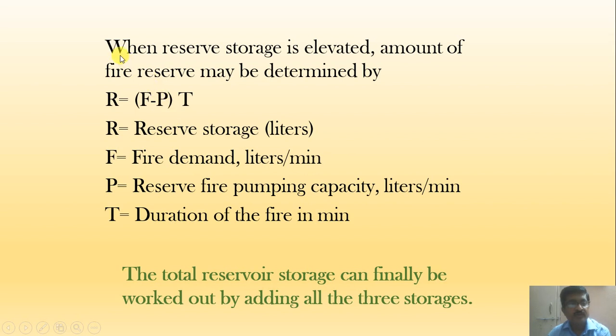Now it is important to remember the equation: when the reserve storage is elevated, the amount of fire reserve may be determined by R = (F - P) × T, where R is the reserve storage in liters, F is the fire demand in liters per minute, P is the reserve fire pumping capacity in liters per minute, and T is the duration of the fire in minutes. So remember this equation. The total reservoir storage can finally be worked out by adding all three storages.